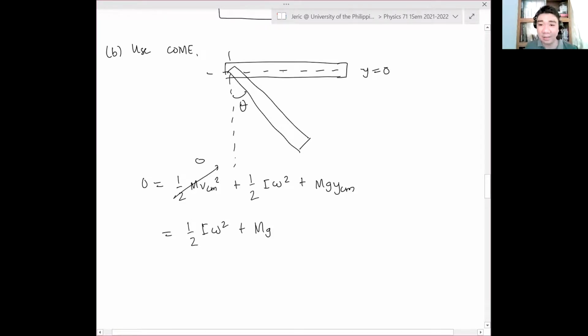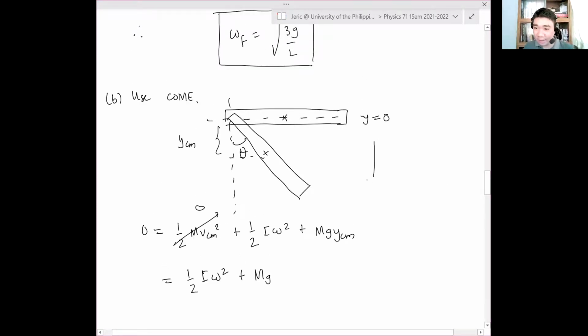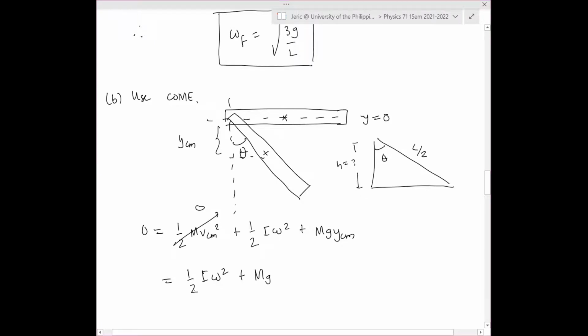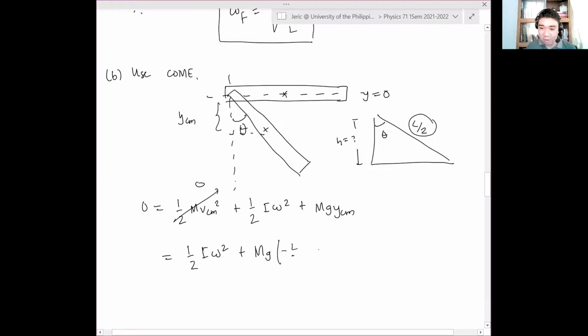So if this is the center of mass initially, ito yung some position ng center of mass at some final angle theta. Ano ngayon yung magiging height niya? What is ycm, in terms of the given quantities? So para kang may triangle, di ba? If this is my triangle, this is my theta, this is my L over 2. What is this height h here? This is L over 2 times cosine theta. But since nasa ilalim siya, we write this as negative L over 2 cosine theta.